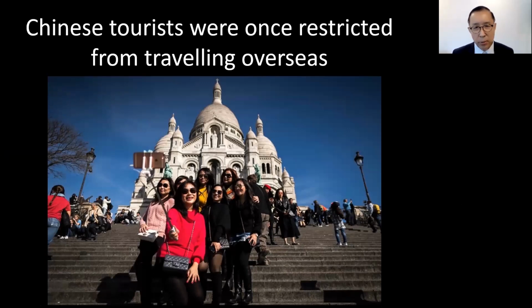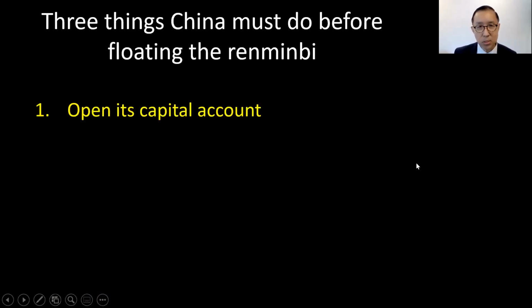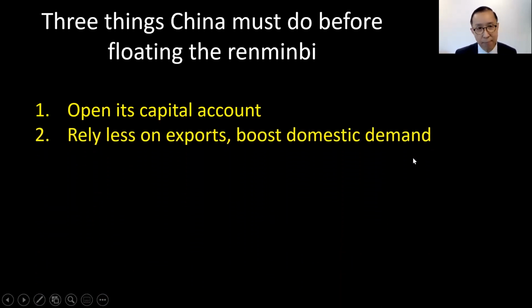Just like tourists coming out of China. Years ago, China restricted tourists from leaving China because they feared that they would all leave and not come back. Well, not anymore. Every year, about 130 million Chinese leave the country. They go sightseeing around the world, and every year, 130 million go home. So this fear can be discounted now.